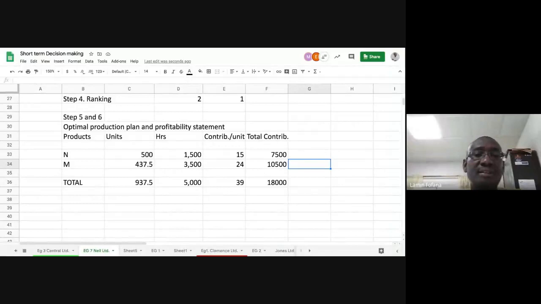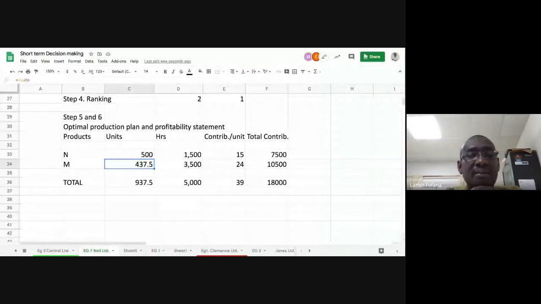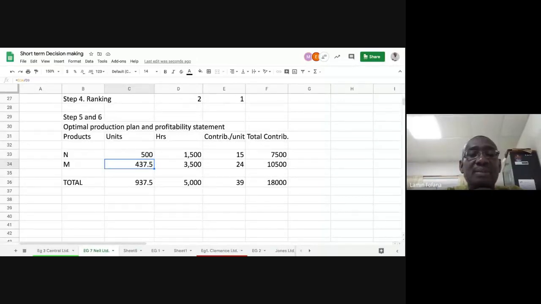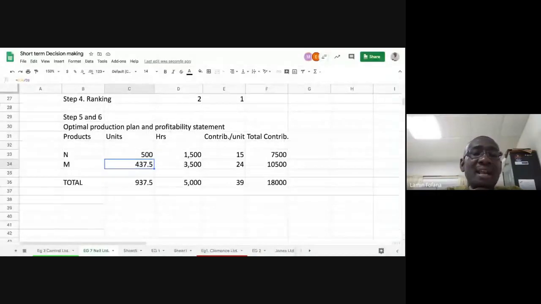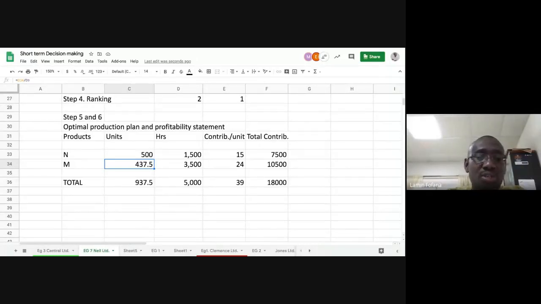Okay, are you following? So this one, the 437.5, we can round it down to 437. For the sake of this calculation, we have to only type 437 over it, because if we leave it there, and even if we apply the round down function, it will still multiply it by 437.5. So we just type 437, finish.